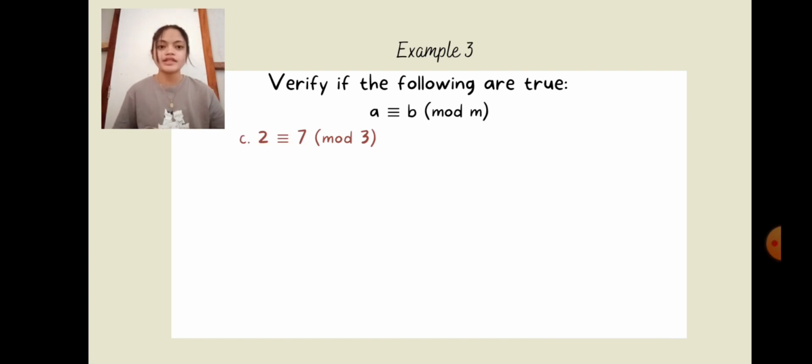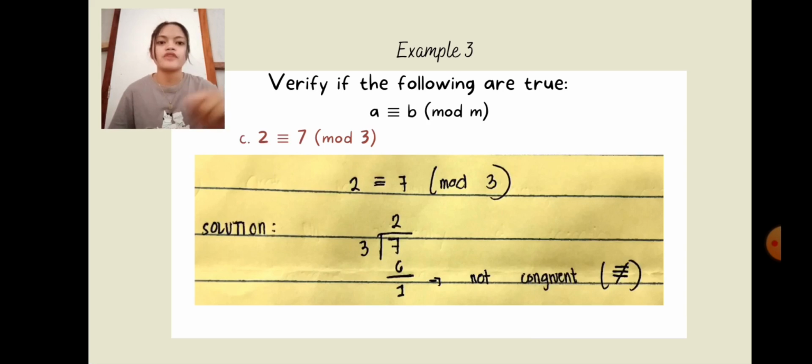Next, the last is 2 congruent to 7 mod 3. As we can see, 7 divided by 3 equals 2, then the remainder must be 1. But the given in the equation is 2. So it is not congruent, that's why we put the three lines with a slash. So letter C is not true, or not congruent. Do you all understand? We will proceed. So that is all about congruence.